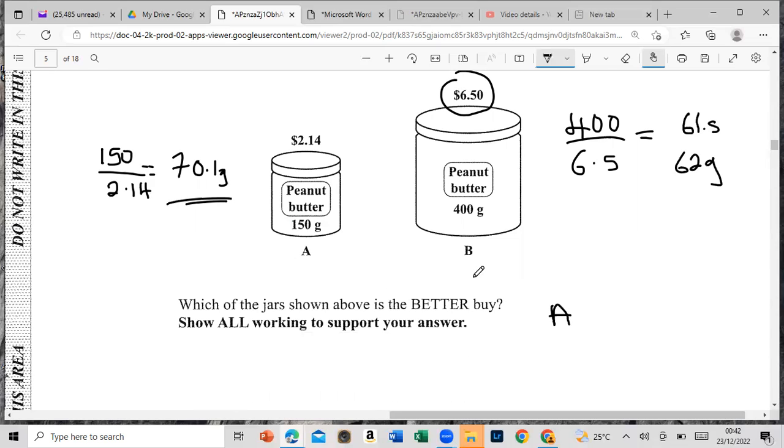And it says show working to support it. Well, we actually did the working part of it first. So let us proceed. All right, what did you guys get?